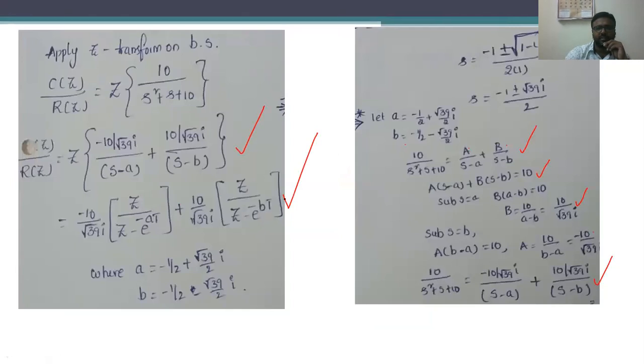Okay, so in this way we solve closed loop circuit problems. That means we determine the pulse transfer function values for this closed loop circuit. Similarly, we will solve the remaining problems also.